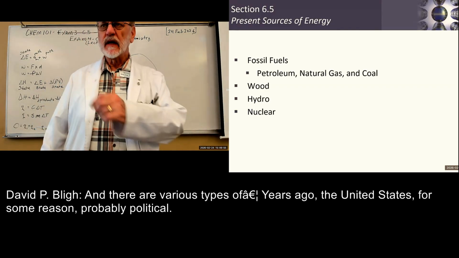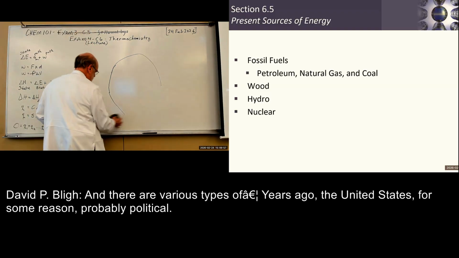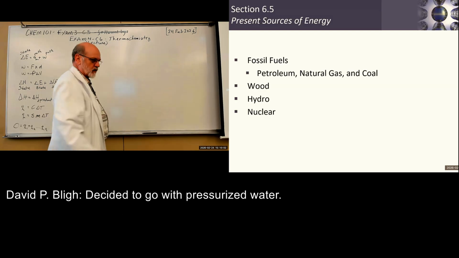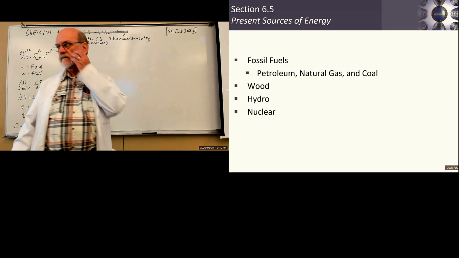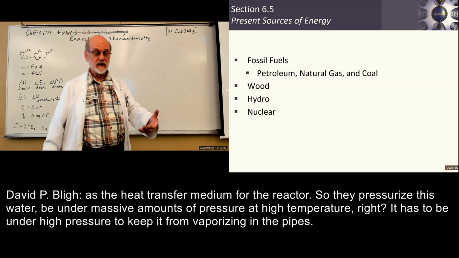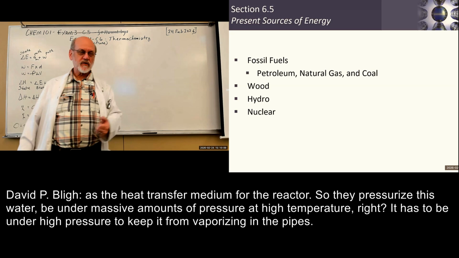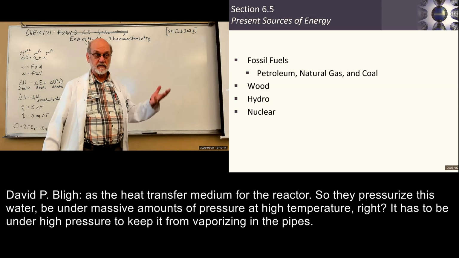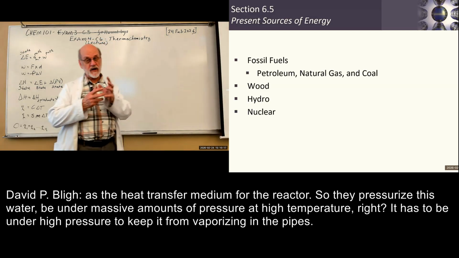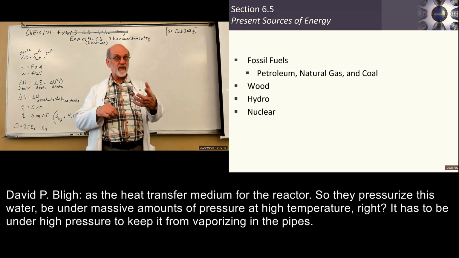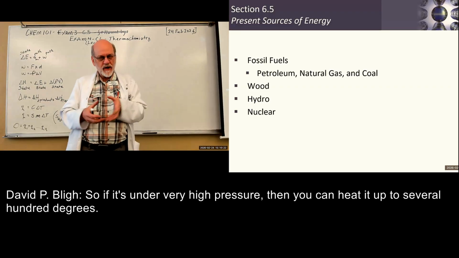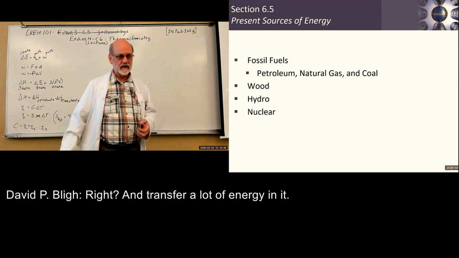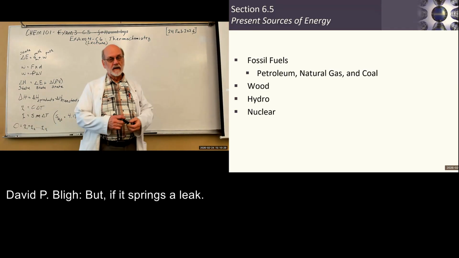And there are various types of reactors. Years ago, the United States, for some reason, probably political, decided to go with pressurized water as the heat transfer medium for the reactor. So they pressurized this water, under massive amounts of pressure at high temperature, right? It has to be under high pressure to keep it from vaporizing in the pipes. So if it's under very high pressure, then you can heat it up to several hundred degrees, right? And transfer a lot of energy in it.